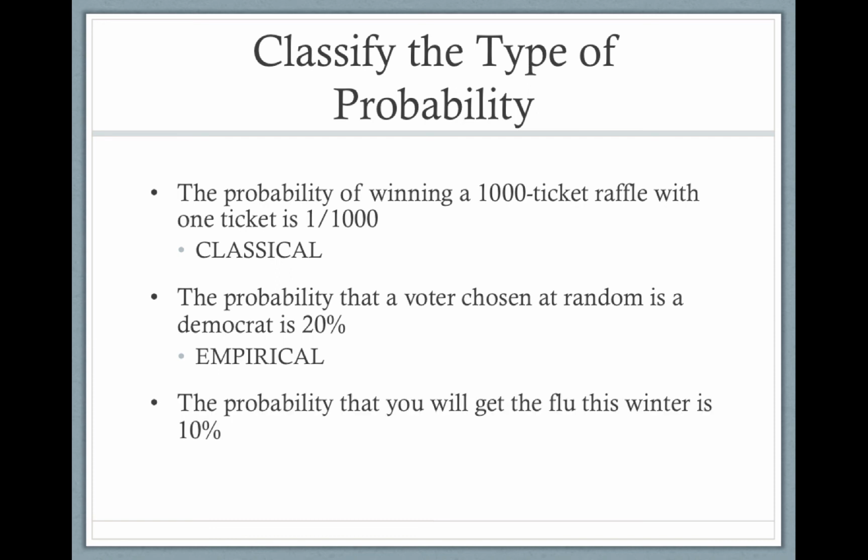The probability that you will get the flu this winter is 10%. Well, you have no clue if you're going to get the flu or not. That is completely speculative, so that would be a subjective probability. If you get the flu, it's a 100% chance you're going to get the flu. If you don't get the flu, there's 0% chance you get the flu. So again, that's just subjective, you saying that. If you sit down to take this week's quiz and you say, well, there's like a 30% chance I'm going to pass this week's quiz, again, that's a subjective probability.